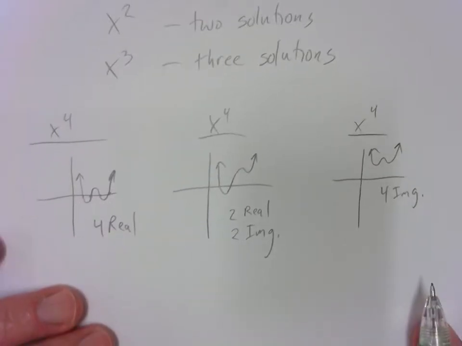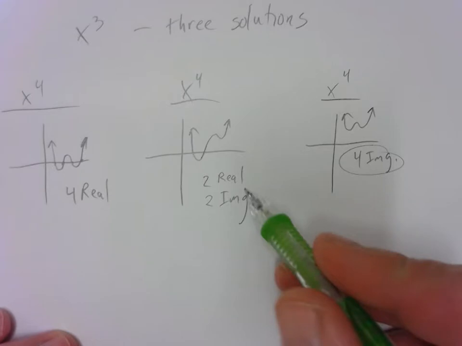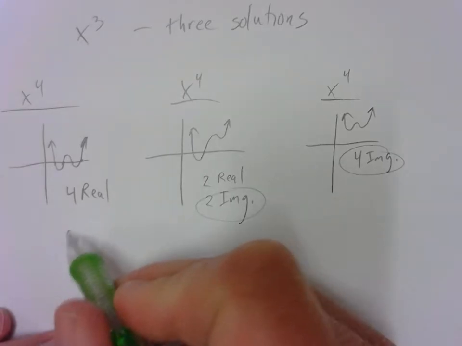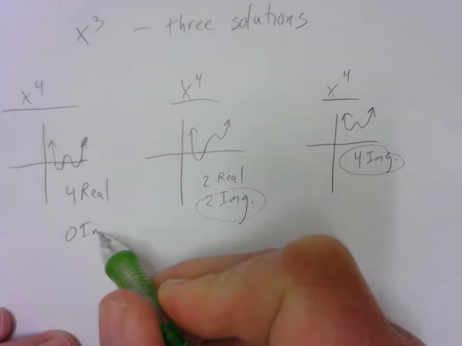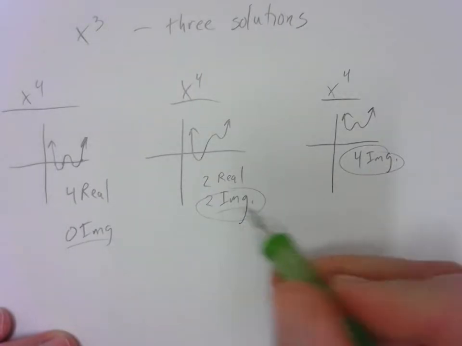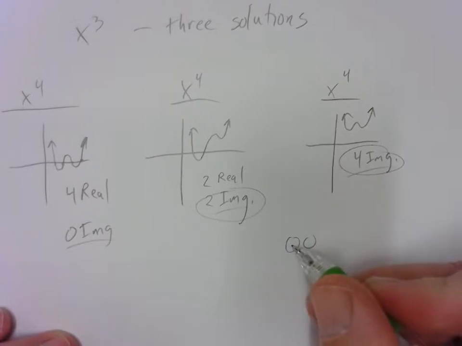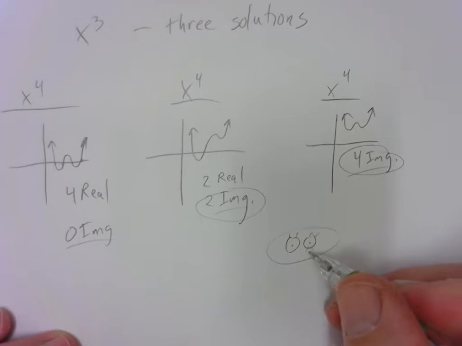One thing that's interesting about this is the imaginary solutions always travel in multiples of 2. So you can have 0 imaginary solutions, you could have 2 imaginary solutions, or you could have 4 imaginary solutions. They always go in pairs. So you have to remember you have a pair of eyes. Okay, so these are eyes. So you always get a pair of eyes.